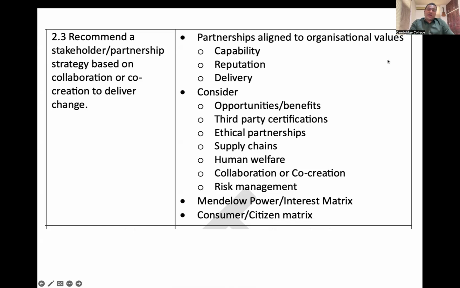We've discussed this theory already, the Mandela matrix or the power and interest matrix. And we are going to learn a new theory called the consumer citizen matrix. The consumer citizen matrix.